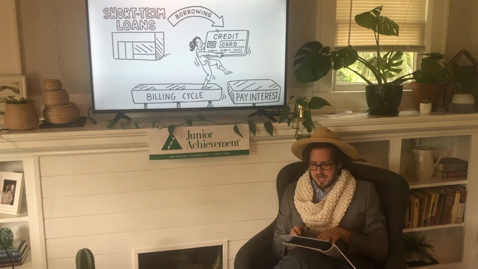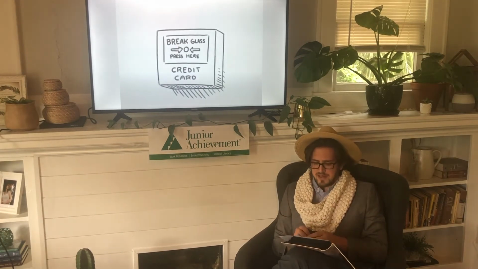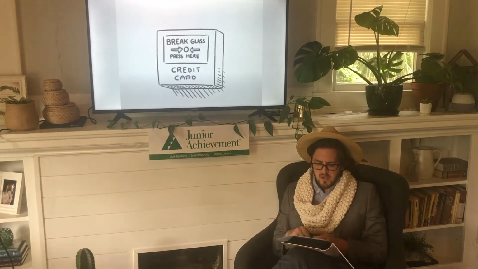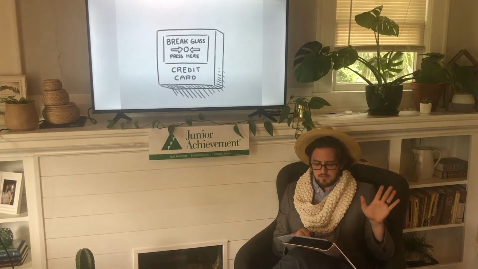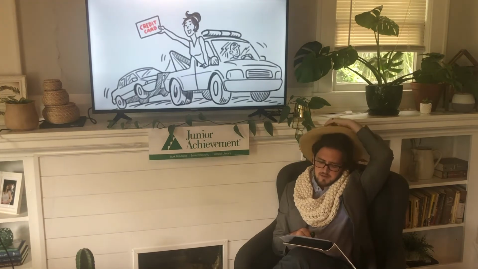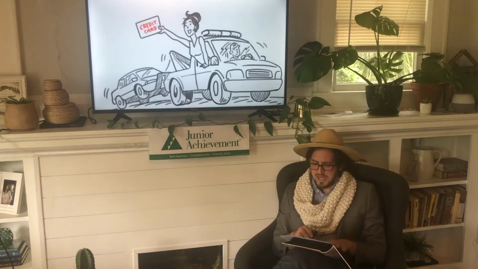Now, in addition to making everyday purchases, a credit card can come in handy in emergency situations when you are short on cash. Here's the story. You're stranded on the side of the road because a pothole took out a couple of your tires. Gasp!